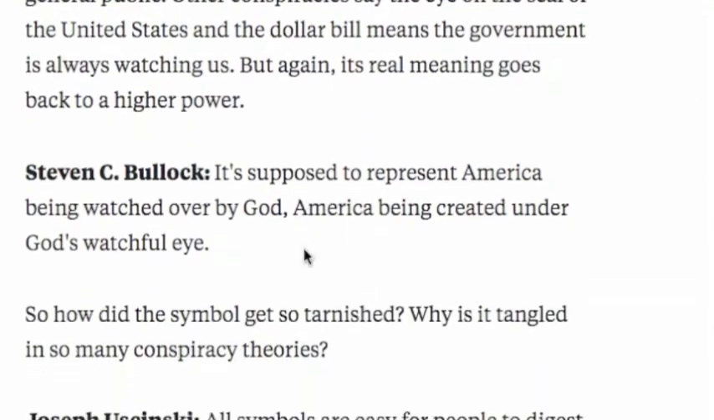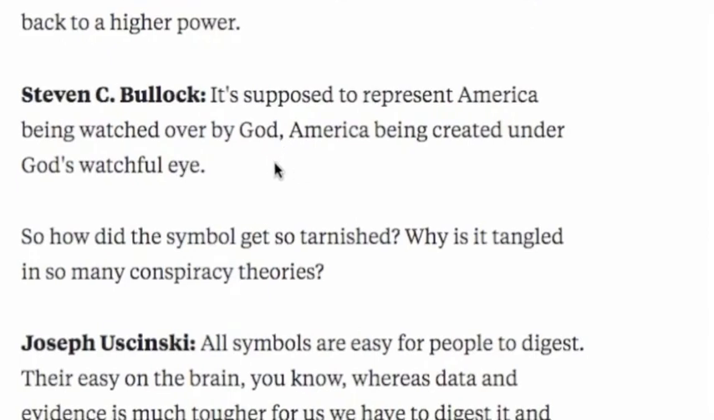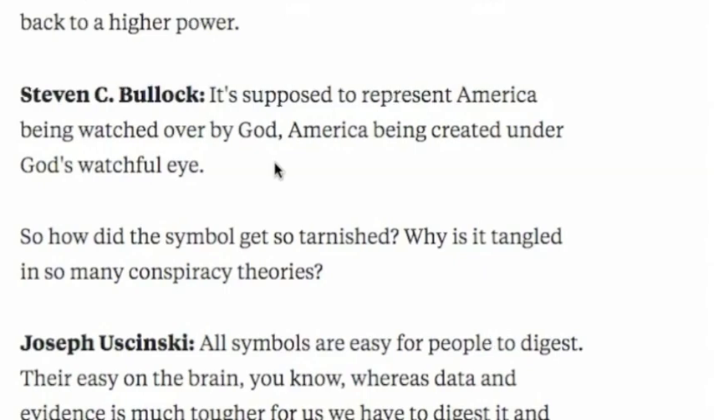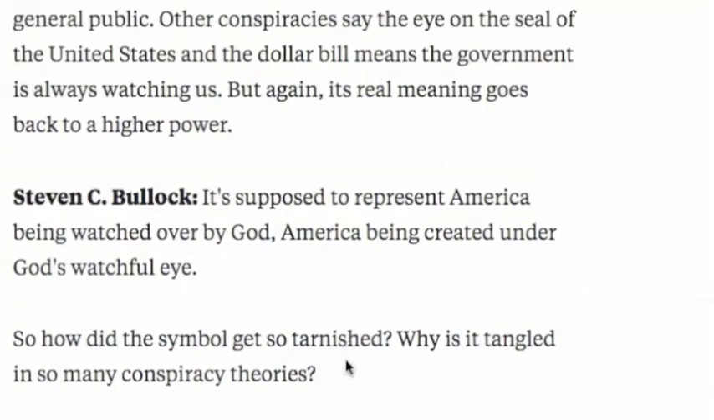Stephen C. Bullock's going to talk again. The eye in the pyramid is supposed to represent America being watched over by God, America being created under God's watchful eye. But what God? What are you talking about? So how did the symbol get so tarnished? Why is it tangled in so many conspiracy theories? I'll tell you, because any first grader can see right through the official story.